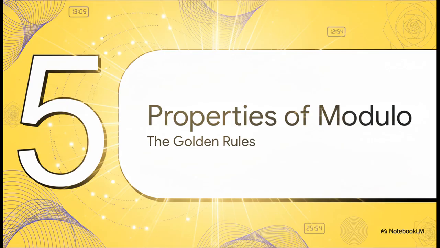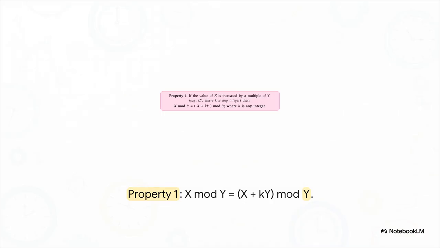Now that we've got the core concept down, let's head into section 5, properties of modular arithmetic, or what I like to call the golden rules. These are the shortcuts that let us calculate massive numbers without pulling our hair out. First up is property 1. It states that if you take a value x and you increase it by any exact multiple of your modulus y, your final remainder will never, ever change. Just think of it visually. If you add 12 hours or 24 hours or 36 hours to a clock, you're really just spinning the hand in full, pointless circles. You're always going to land right back on the exact same remainder you started with.